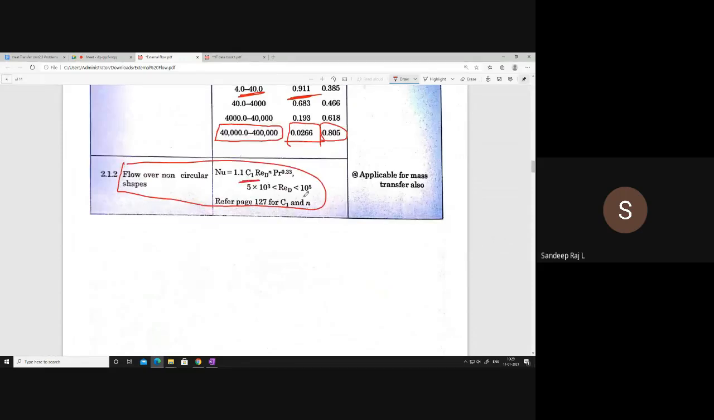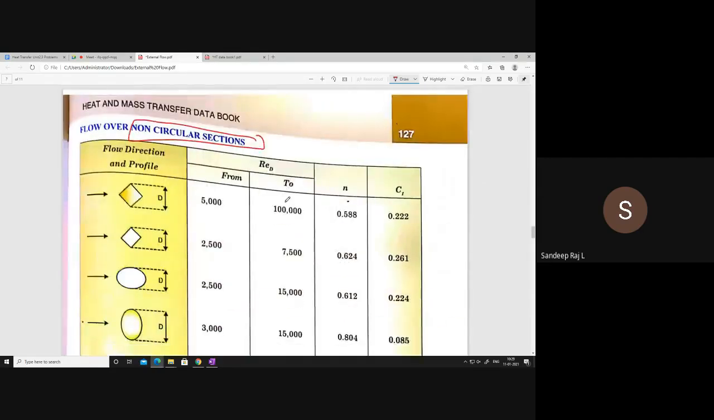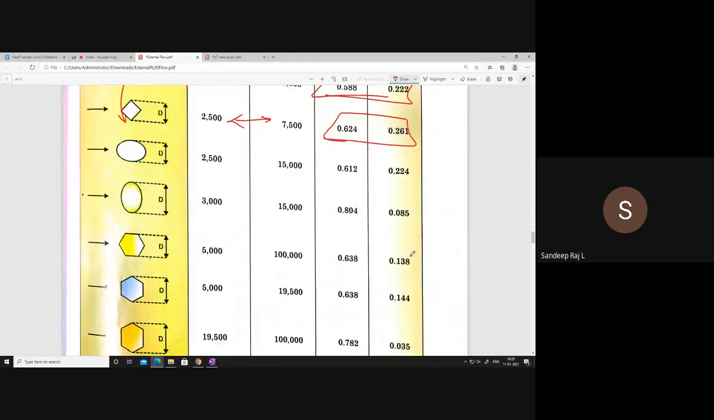The C1 and the N are to be referred from page number 127, that is here, the next page. So C1 and N you will get based on the Reynolds number range. The Reynolds number is falling in this range for this shape, so you will choose this one like that. The next one also is the same shape, but the Reynolds number range has changed. Based on that, you will choose the C1 and N value.